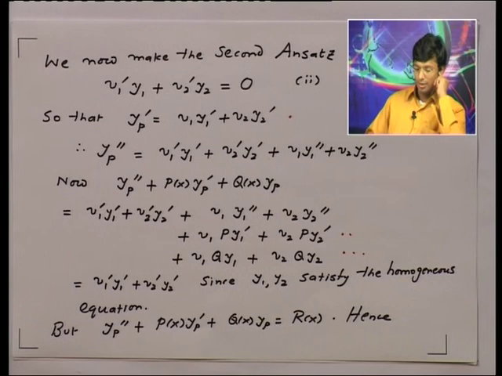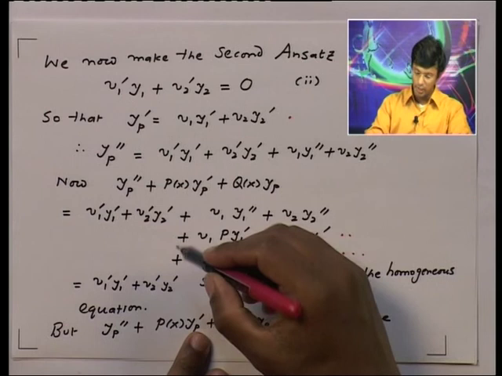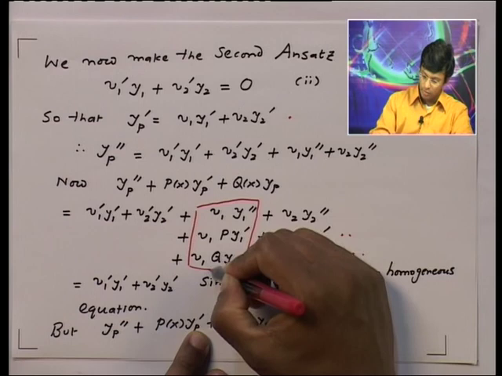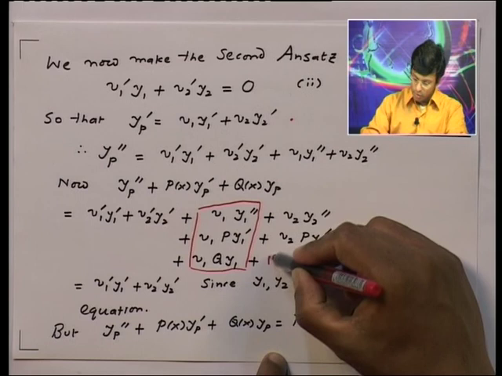The whole thing has been written down and arranged column-wise. So, what do you see? What is our basic assumption? Y1 and Y2 are solutions of the homogeneous equation. So the sum of the terms in each column will be 0. All the things that you see in this column sum to 0, correct? Similarly, the sum of the terms in this column will be 0, is that right?